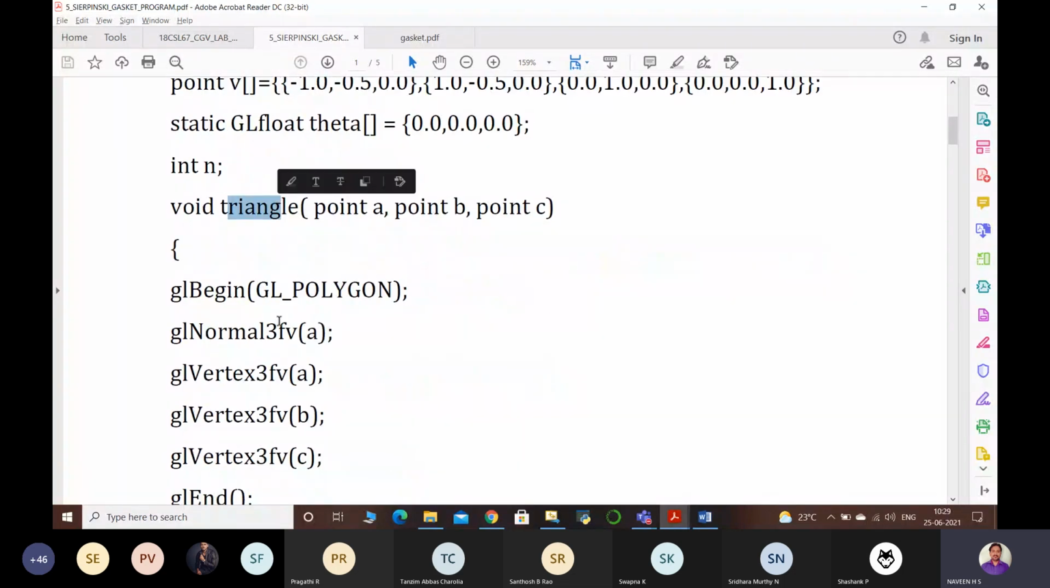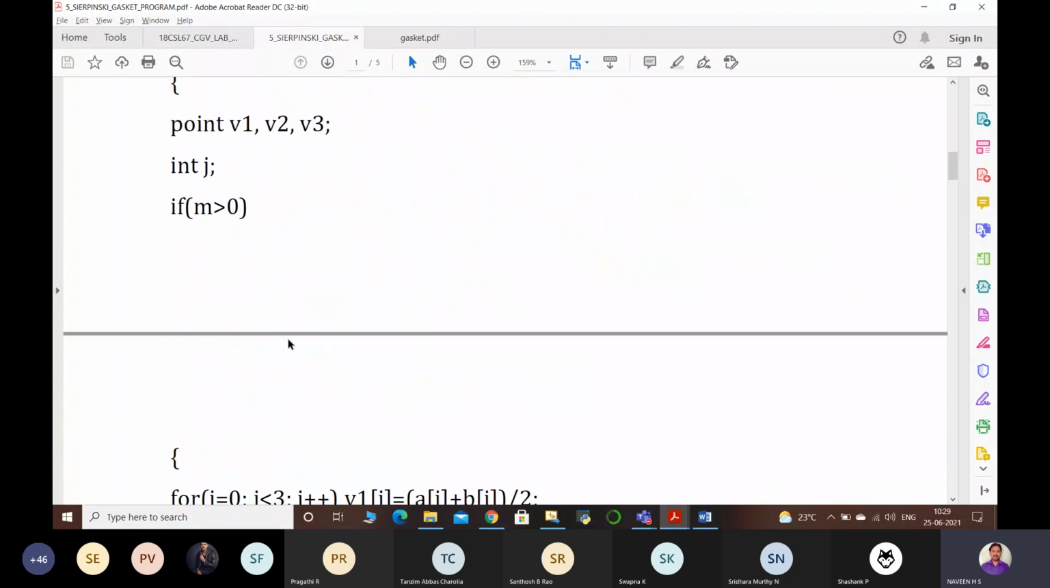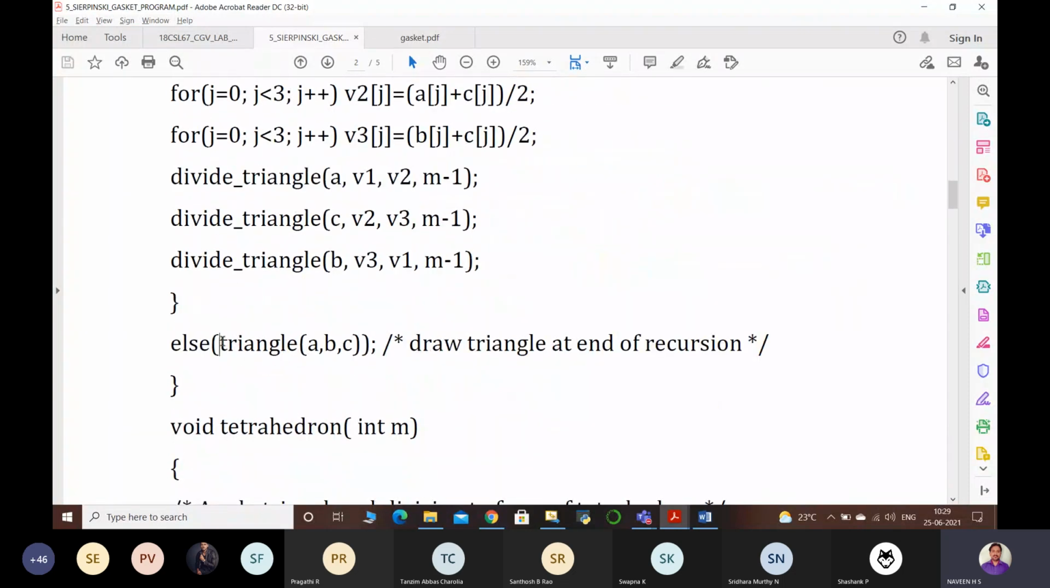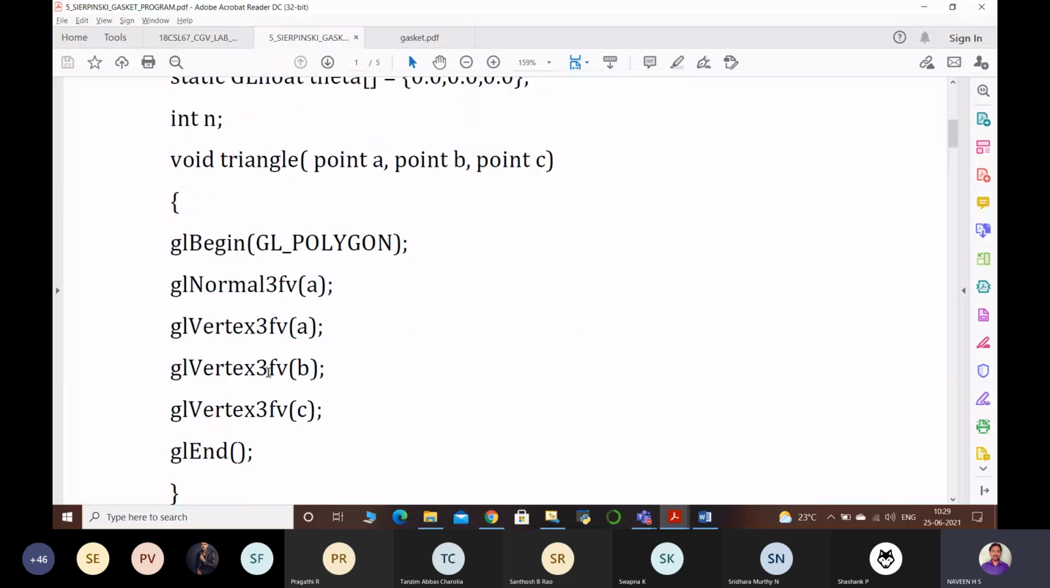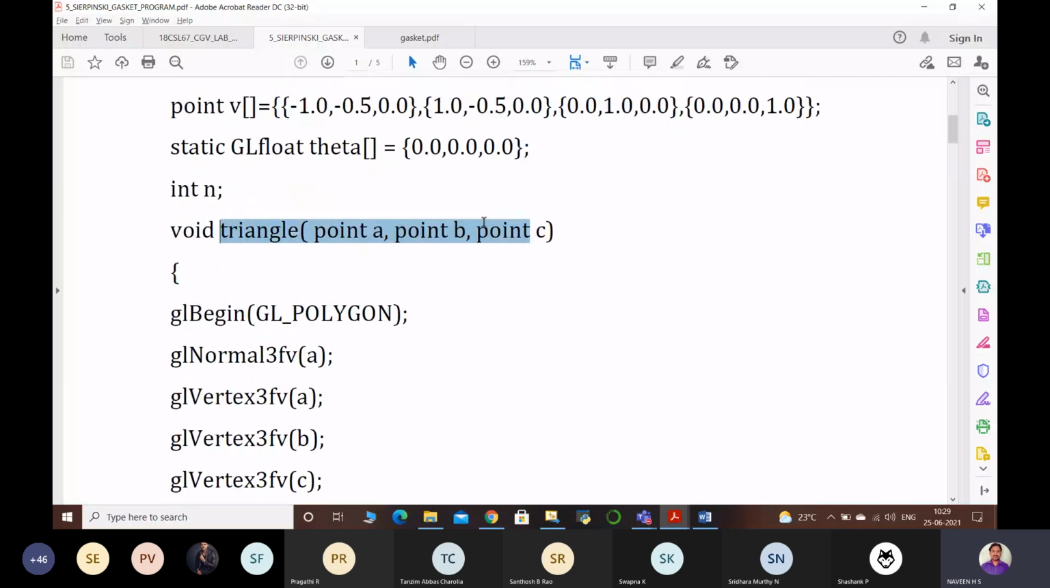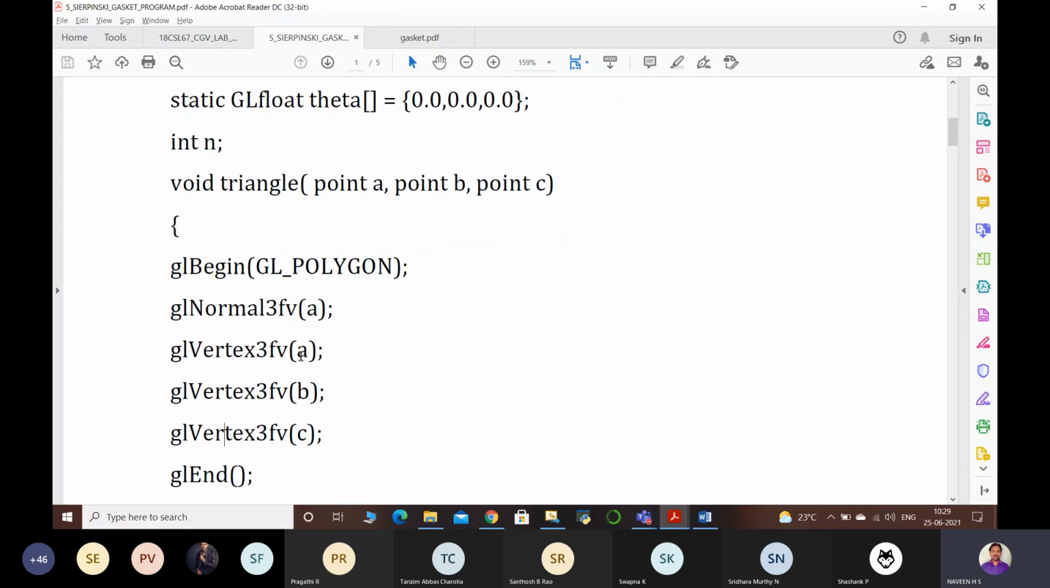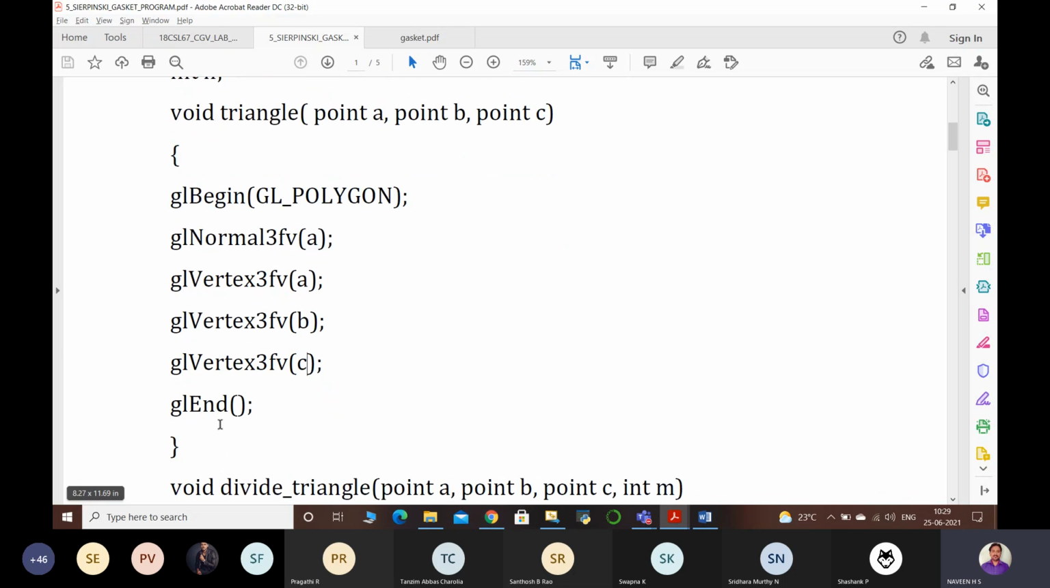Why is triangle here? One thing I forgot to tell, sorry, just see. I didn't explain this one. Then triangle I said, right? After calculating all the new values, or any default values, this function is going to be called. So this is the beginning function. Here triangle is simple: we construct the triangle using glBegin, GL_POLYGON, and the three vertices we are passing, a, b, c, and glEnd.